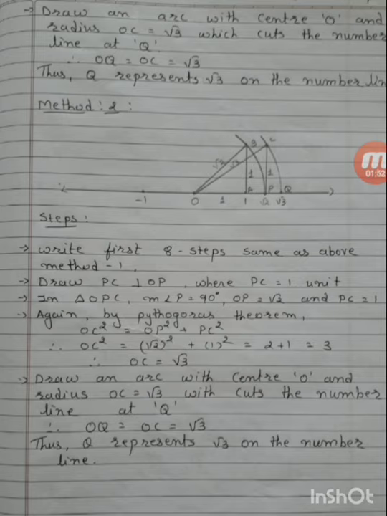Here we discussed method 1 and method 2. But method 2 is very easy to locate root 2, root 3, and now we can also do root 4, root 5, root 6, root 7 on the number line. So here we completed root 2 and root 3 representation, and now we start exercise 1.2 in the next session.